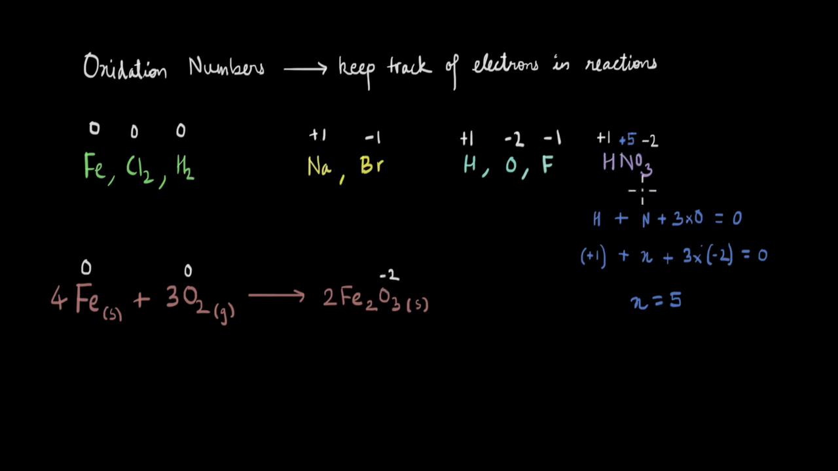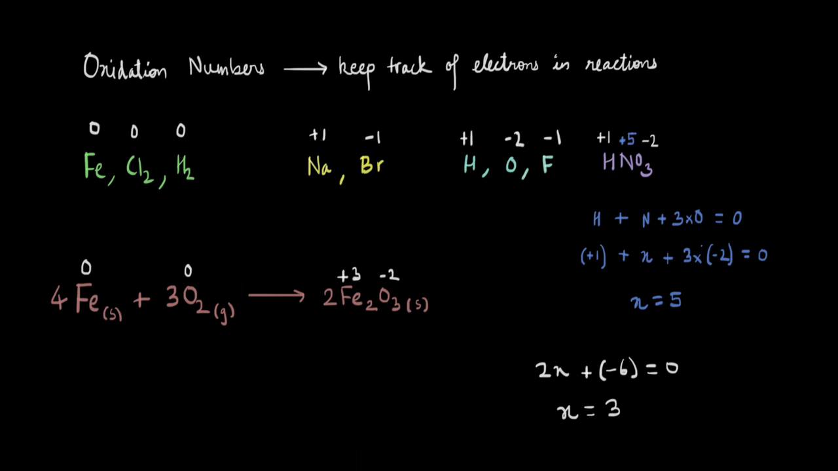As we saw here, the sum of the oxidation numbers of iron and oxygen will be zero. So if we take the oxidation state of iron to be X, we have 2X plus 3 times -2, that is -6, equal to 0. So if we solve for X, we get X to be 3. That means for this iron, the oxidation state is +3.